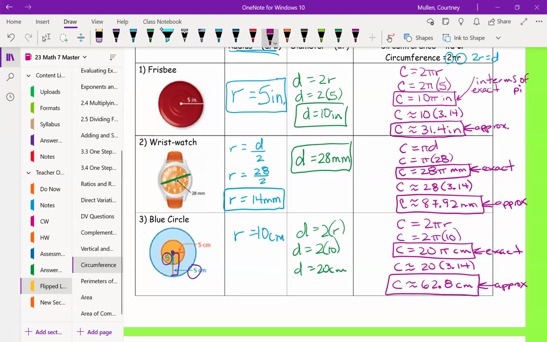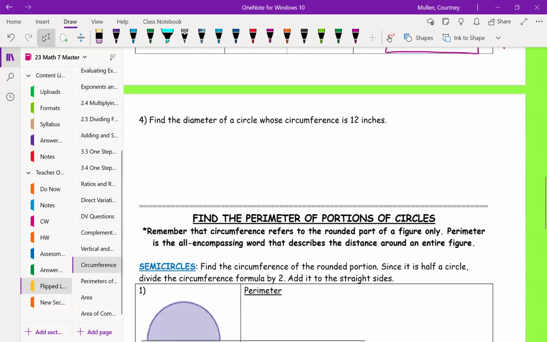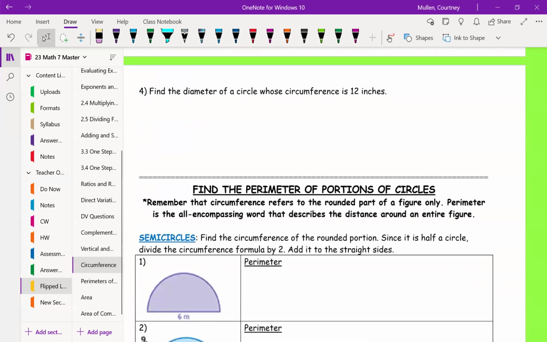Let's continue. Go to the next page. This question tells us to find the diameter of a circle whose circumference is 12 inches. Well, we can use the 3 boxes method again. What do we know? What do we need to find? And what's our work? Well, what do we know? Well, we know that the circumference is 12 inches. What's it asking us to find? The diameter.